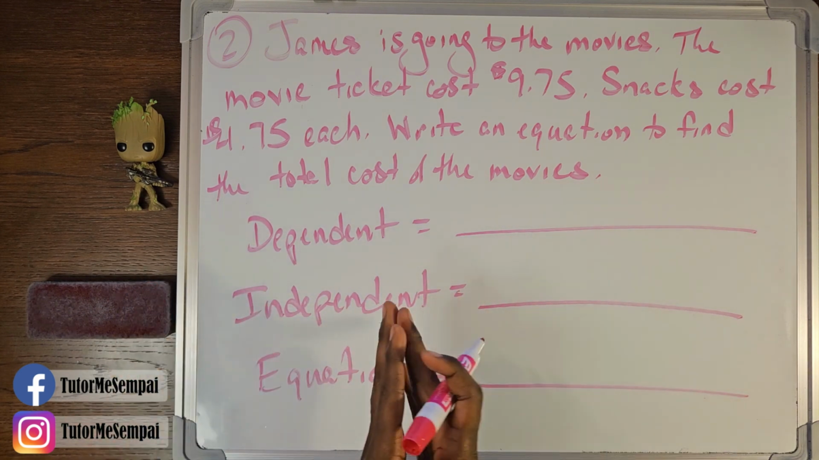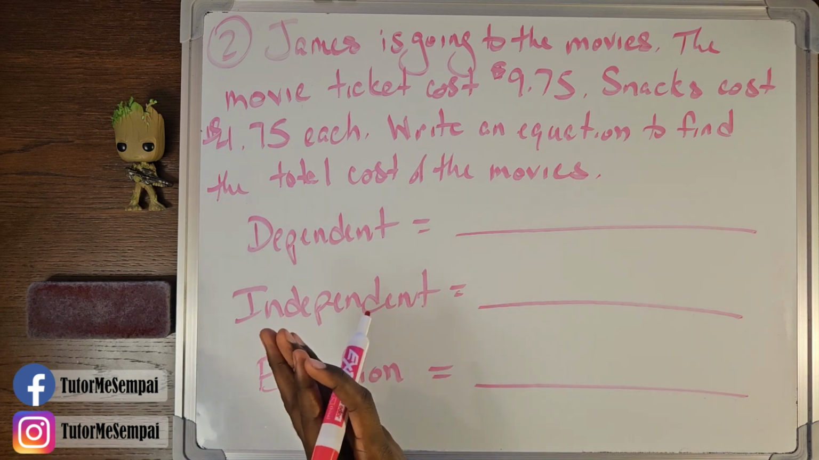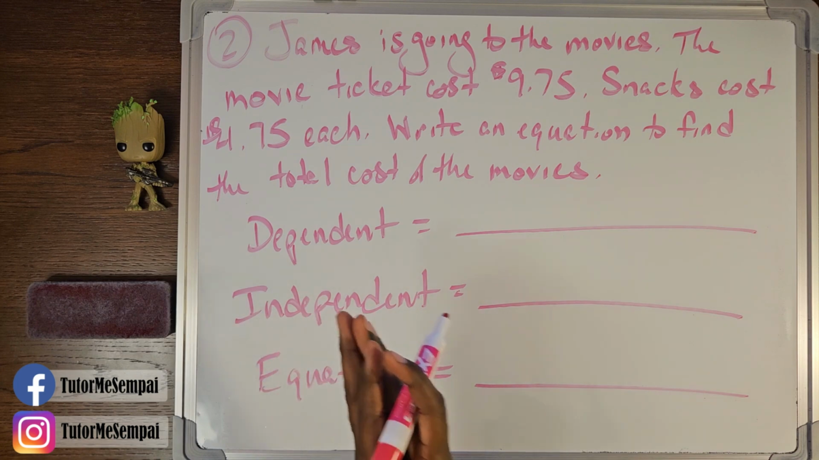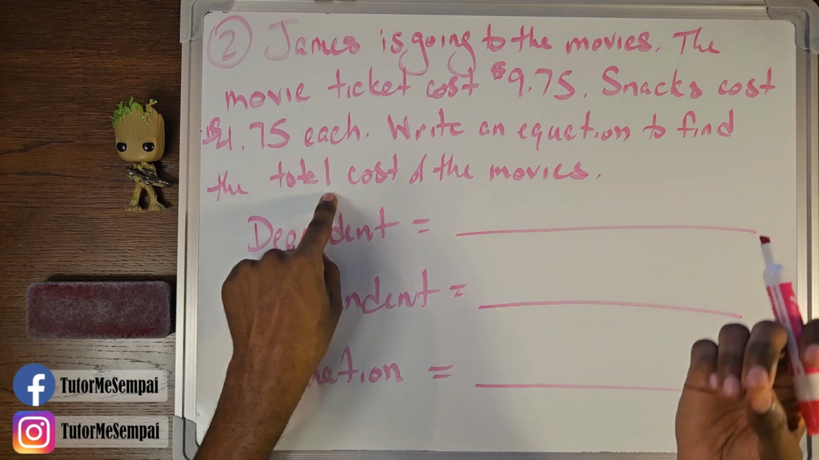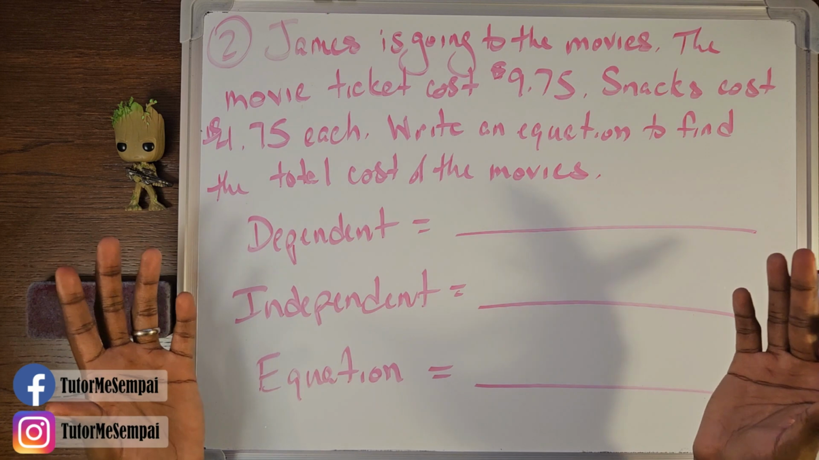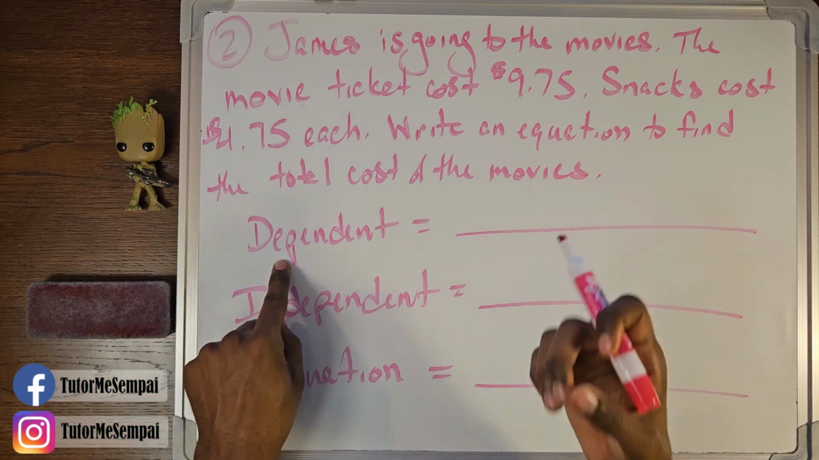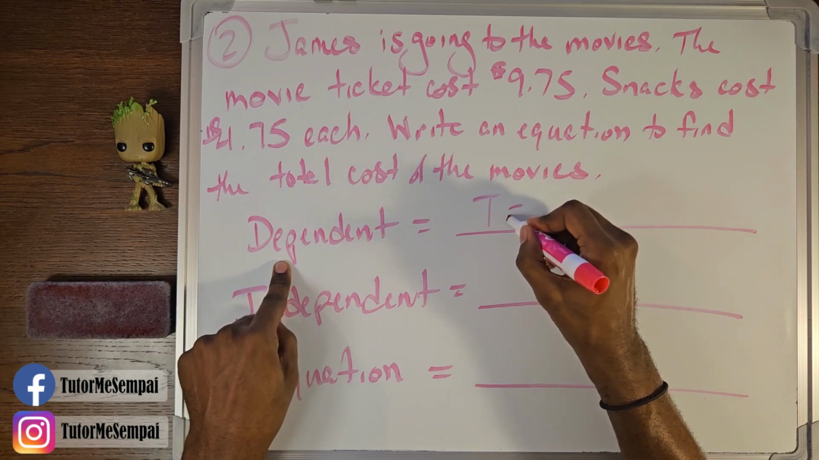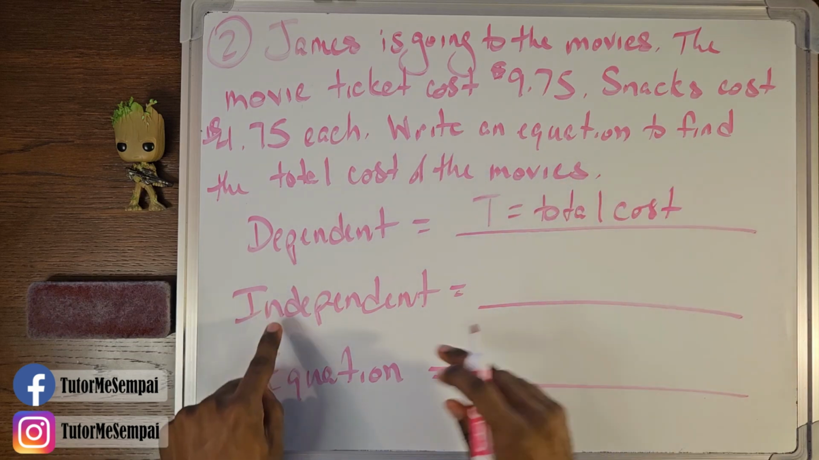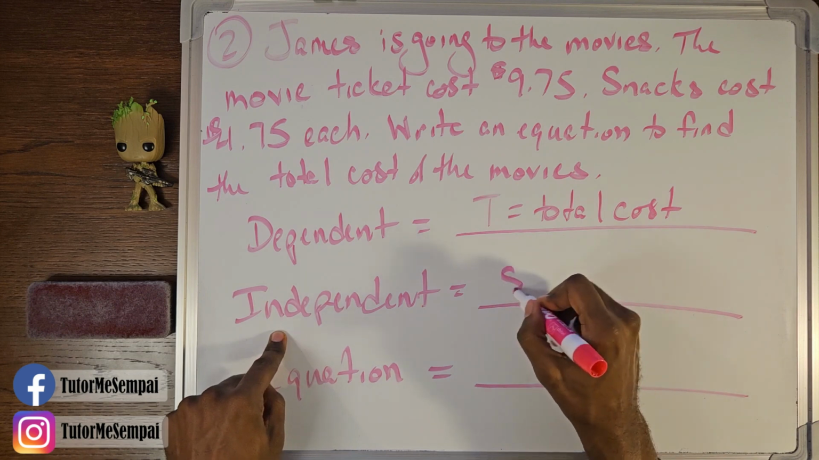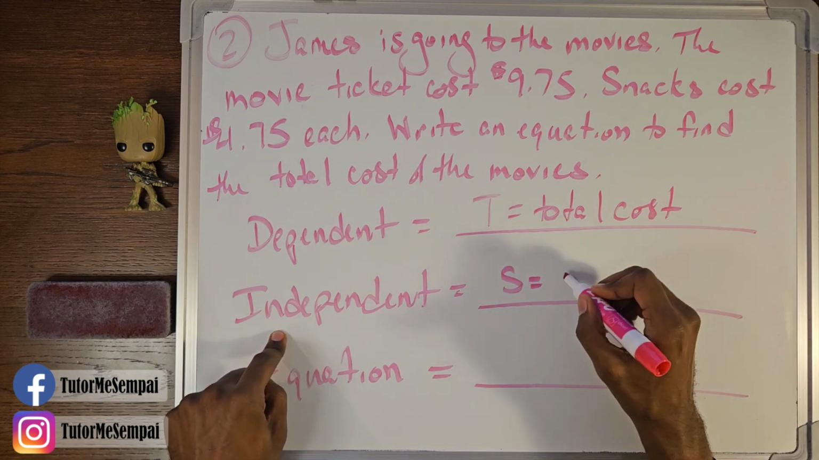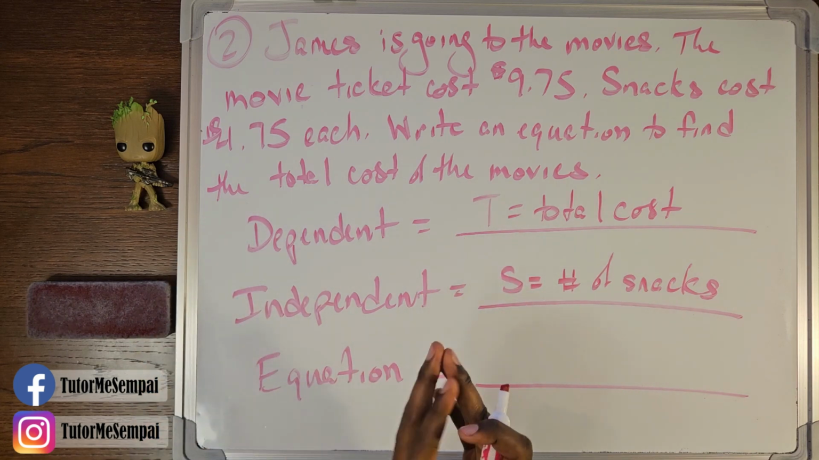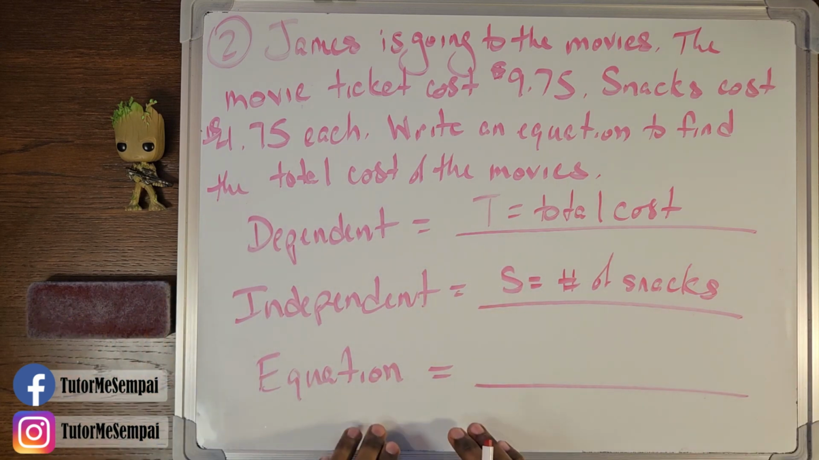Well, James will be able to control how many snacks he wants to buy. So therefore, snacks can't be dependent. It's going to be the independent. And our total cost of the movie is going to depend on everything else. So that means it has to be dependent. So the total cost, we can say T again. T is going to be the total cost, while independent is going to be S for the amount of snacks. So now that we have our dependent and our independent variables, let's put it all together and create our equation.